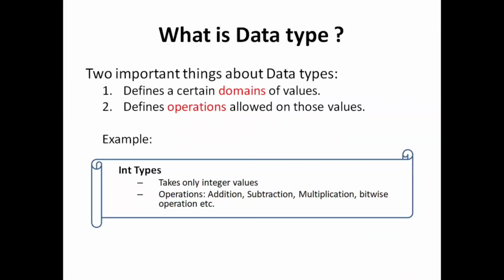For example, we have the int type. Int means integer, it takes only integer values. So this is the domain of values. Int defines a certain domain of values, and operations like add, subtract, multiply, or bitwise operations, etc. These operations and the integer domain together are actually called a data type.